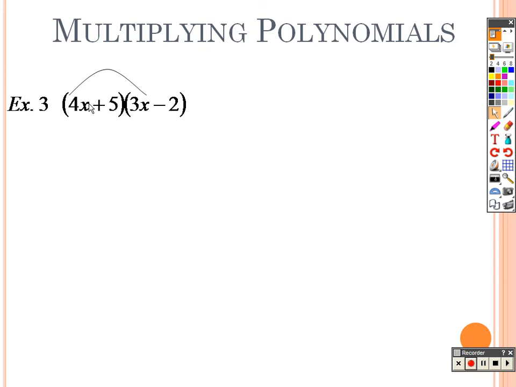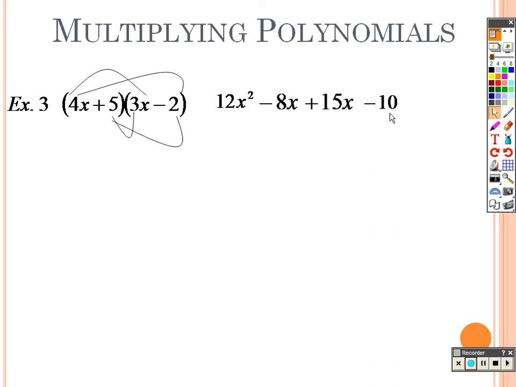4x times 3x. Well, 4 times 3 is 12. X times x is x squared. 4x times a negative 2. That is 4x times negative 2. 4 times negative 2 is negative 8. So it's a negative 8x. And then I move to the inner terms here. So 5 times 3x. 5 times 3 is 15. So it's a positive 15x. And 5 times negative 2 is a negative 10.